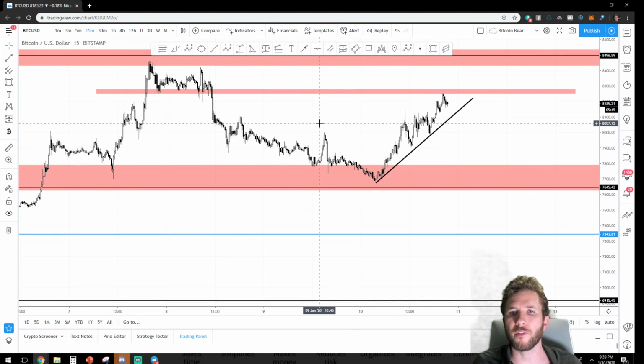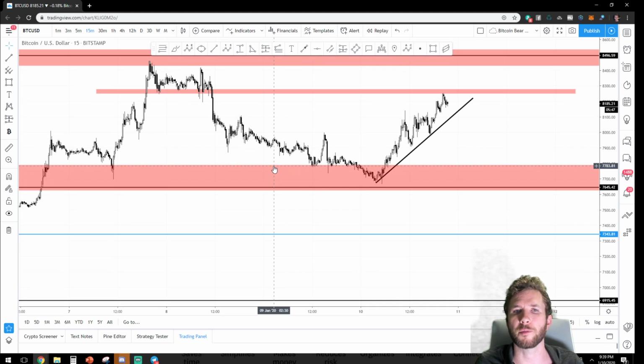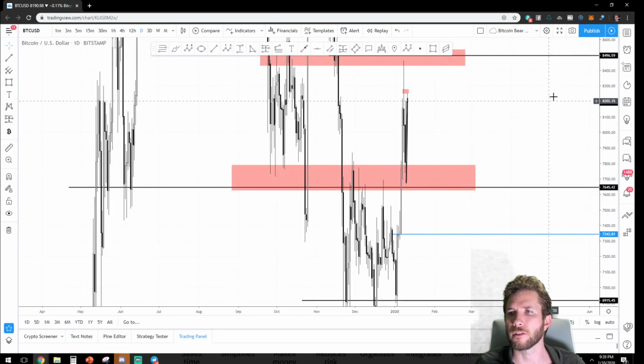So on lower time frames, we can take it, and you can find these support resistance flips on all kinds of things. So let's take a look at the daily.